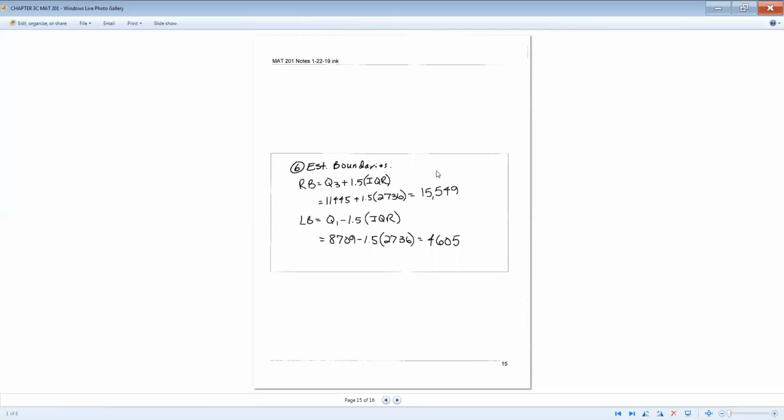Step 6, we're going to establish our boundaries. Remember, that's right boundary Q3 plus 1.5 times the IQR. Plug that in, that gives us 15,549. Left boundary Q1 minus 1.5 times the IQR. Plug in those values, 4605. So if any one of my data values is greater than the 15,549, then that's an outlier. If anything is less than the 4605, once again, that's an outlier.